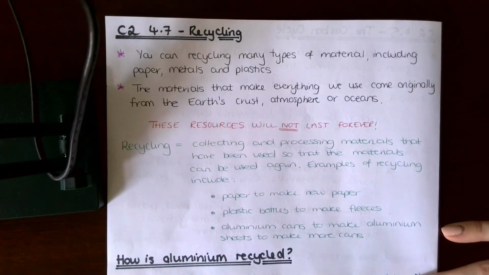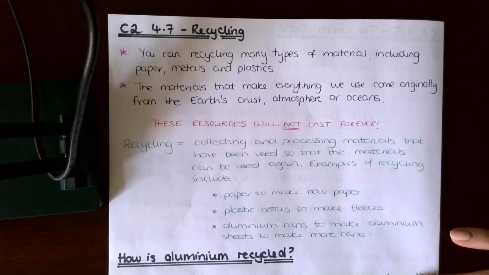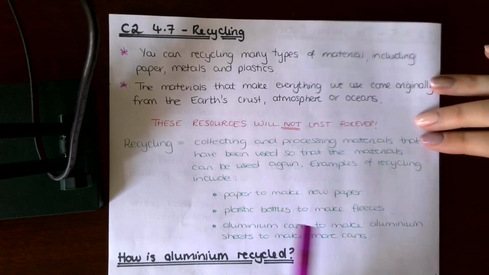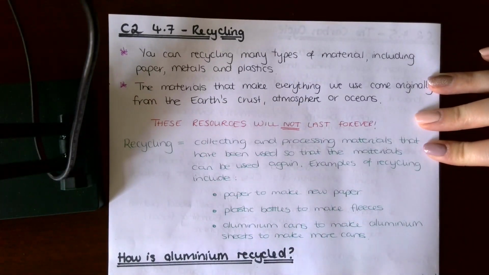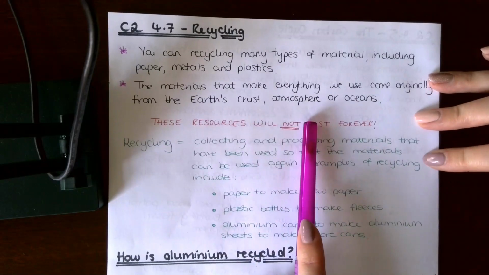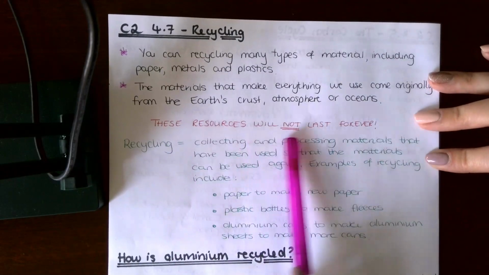Okay, so the last part of this topic is 4.7 recycling. You can recycle many types of materials, including paper, metals and plastics. The materials that make everything we use originally came from the Earth's crust, atmosphere or oceans. So everything you have in your house that's around you has come from a natural resource. But these resources will not last forever.